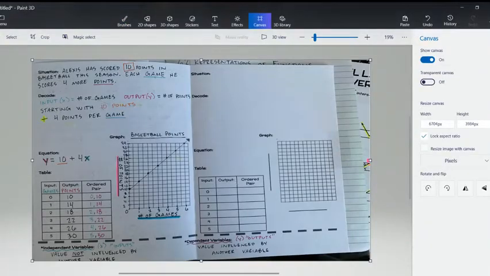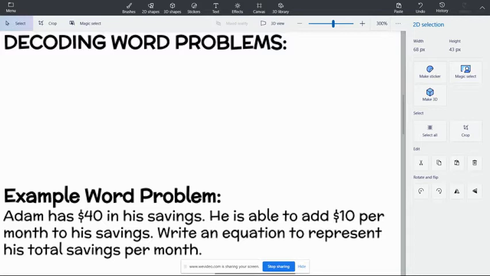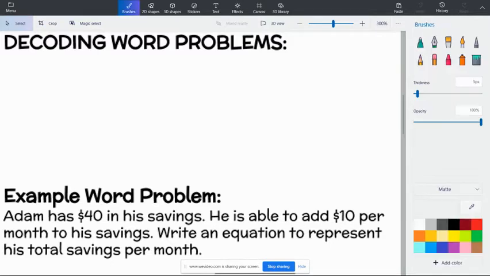And here is the second page of notes you can see. All right, so the point of 6.2 is going to be to figure out how to write functions from word problems. So if you have a word problem, real life scenario or something like that, you're going to be able to figure out what the function is. So the first thing we're going to do is decode it. That's kind of the whole point of it.